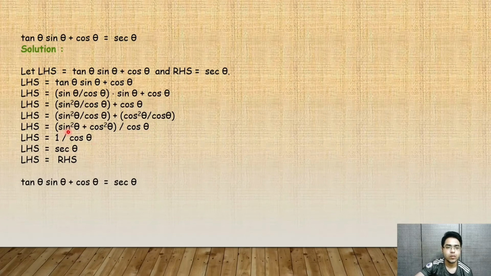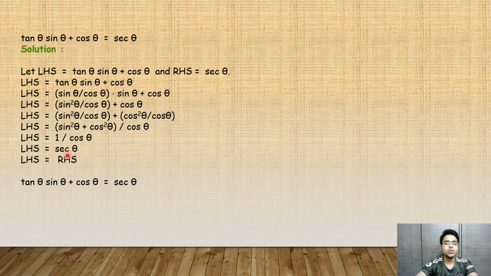Here we know the formula that sine square theta plus cos square theta is equal to 1. That is our trigonometric identity number 1. So we'll be getting LHS equal to 1 upon cos theta, and 1 upon cos theta is equal to sec theta. So LHS is equal to RHS. Hence proved. Now turning to the next slide.